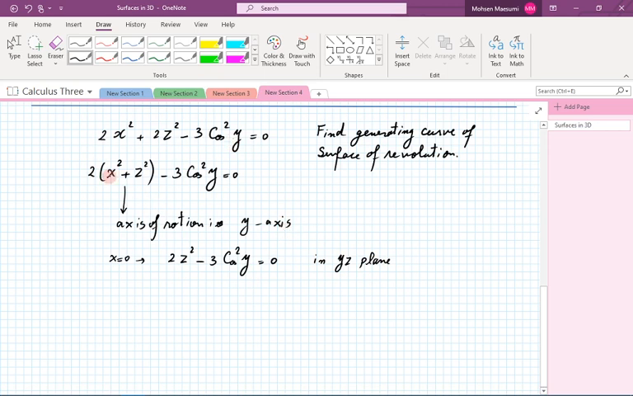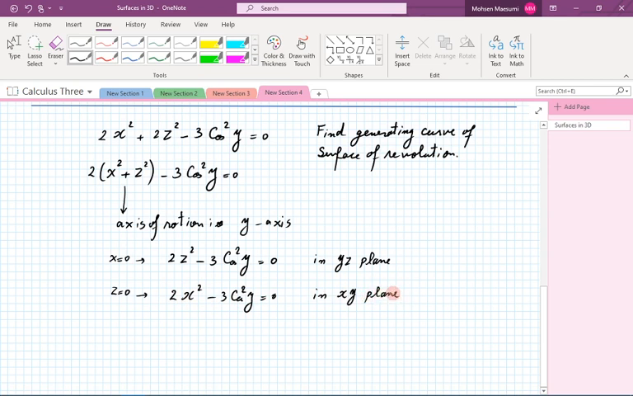Or you can take this and slice it with z equal to 0. If you slice it with z equal to 0, you get just 2x squared minus 3 cosine squared of y equal to 0. Of course, in which plane is this sitting? Well, look at the variables we got. It's sitting in the xy plane.